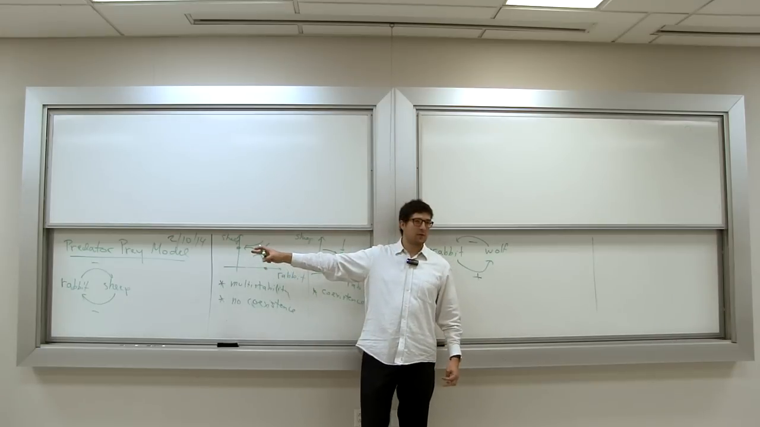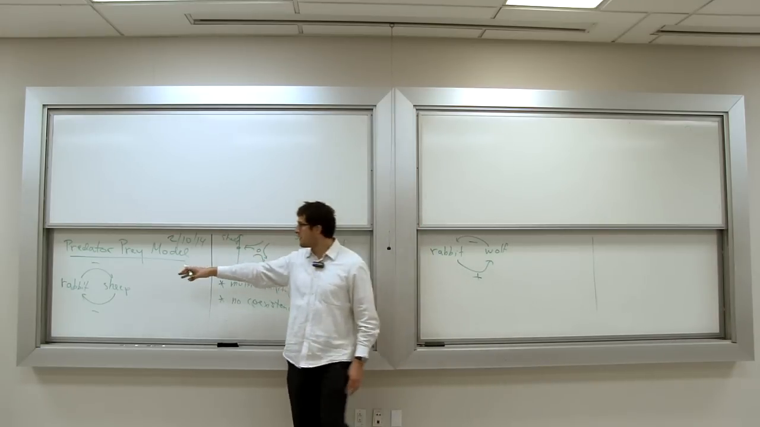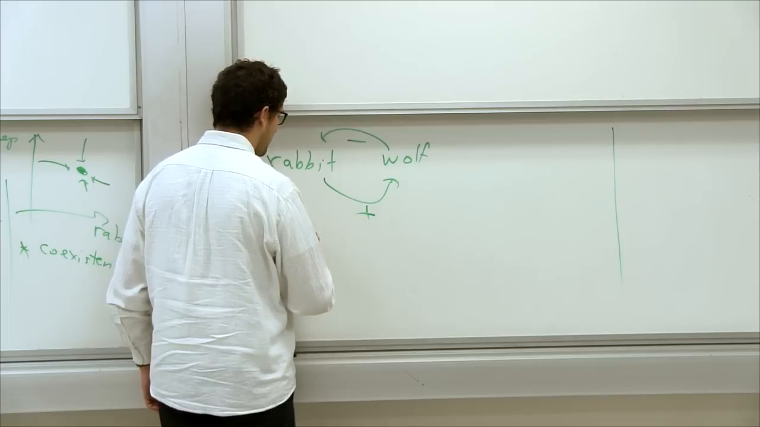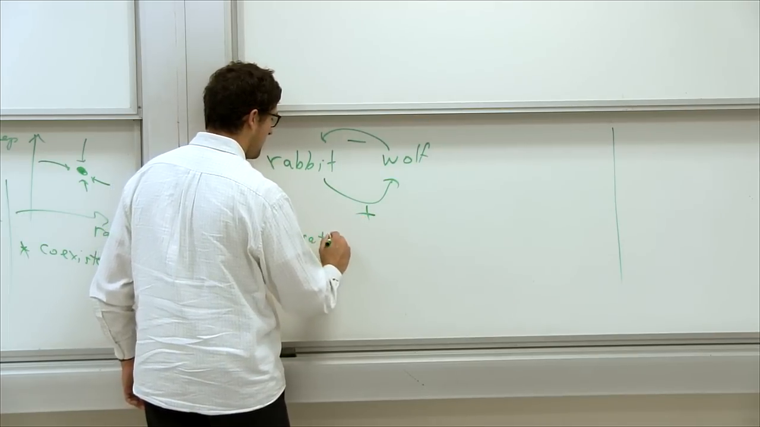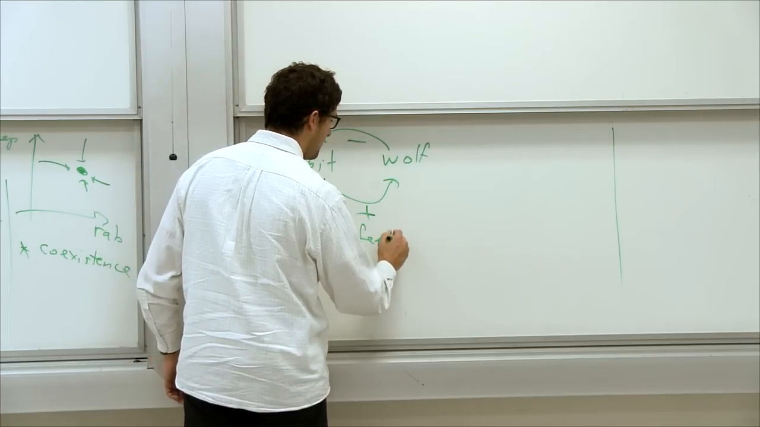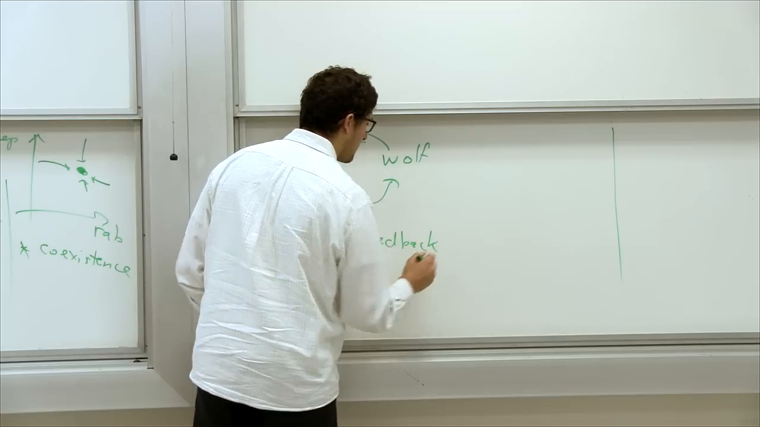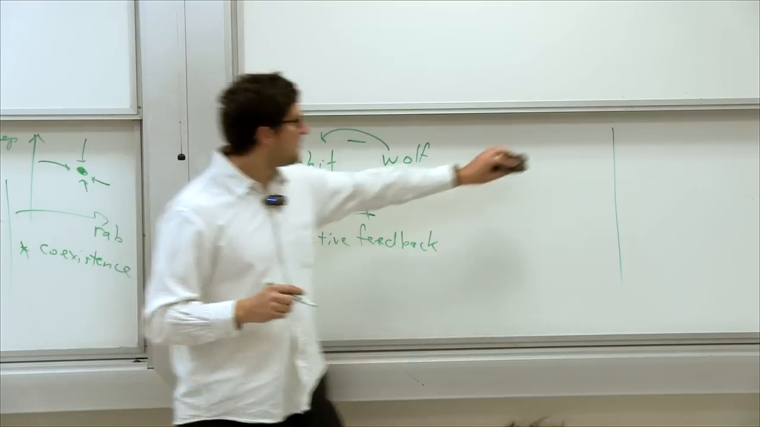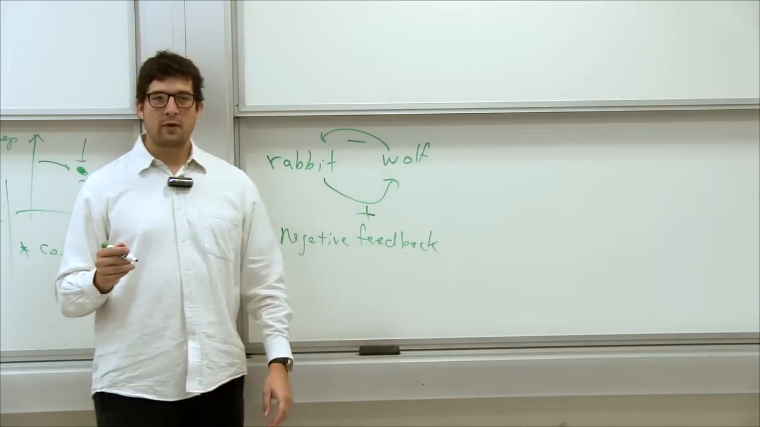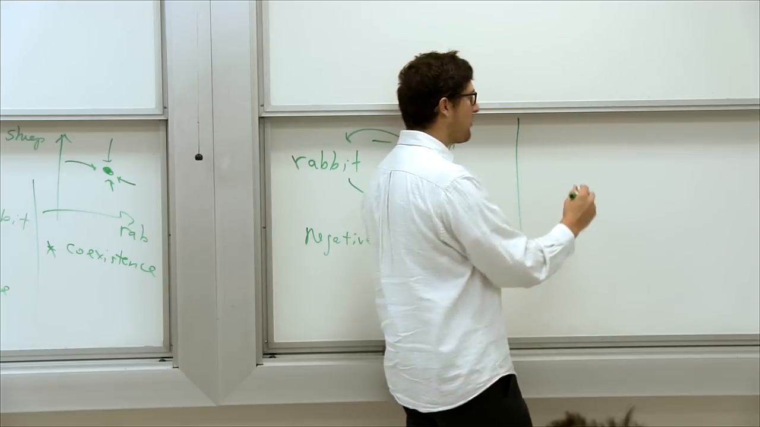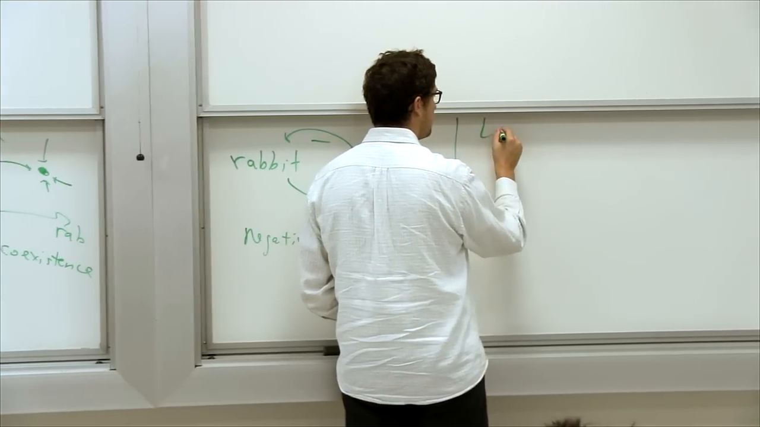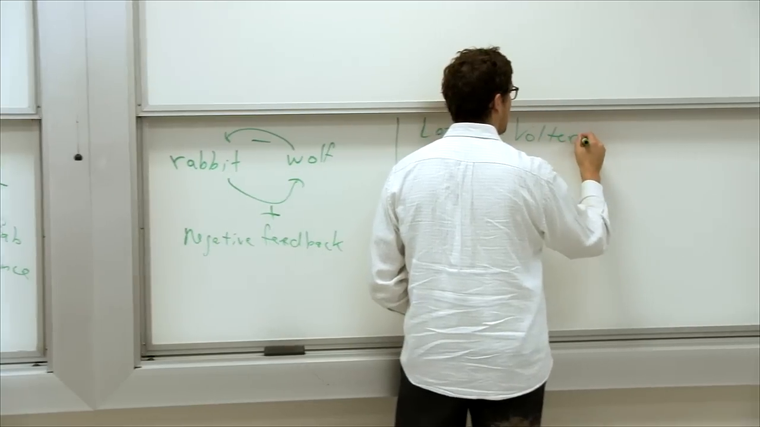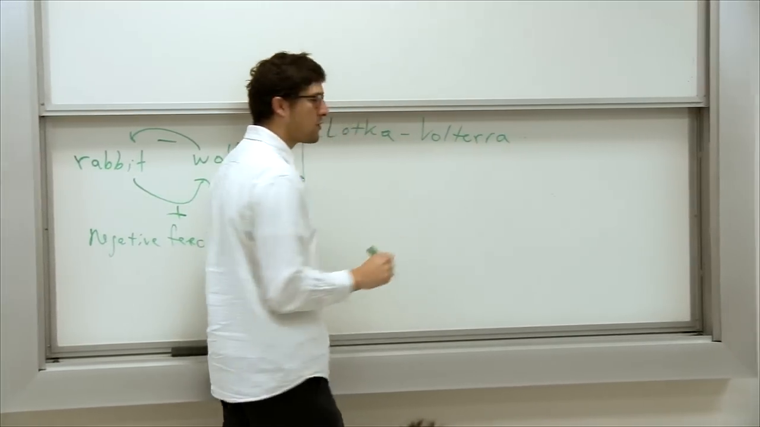And this is what we call negative feedback. Over here, we have what kind of feedback? Positive feedback, because we have a double negative feedback. And here we have a negative feedback. Okay, so negative feedback. Good. Now, let's think about the simplest possible model of rabbits and wolves interacting. This model was created in the 1920s, if I remember correctly, by Lotka and Volterra. Also a predator-prey model.